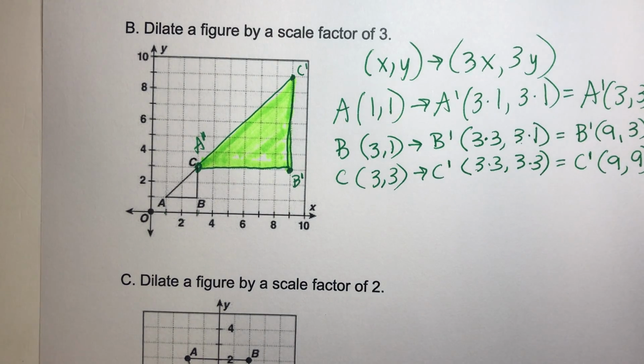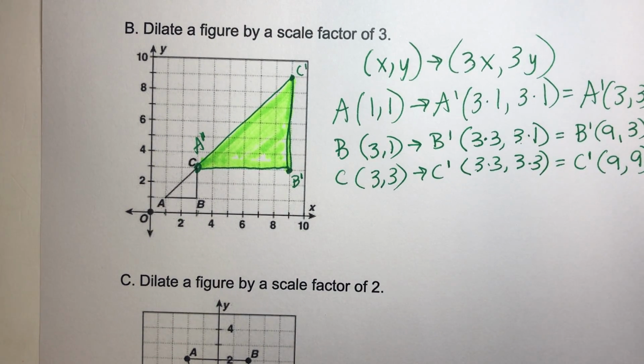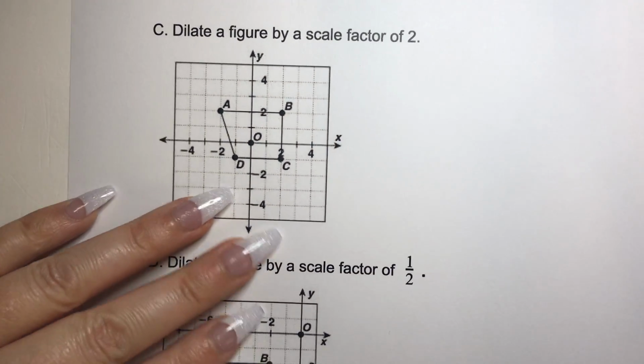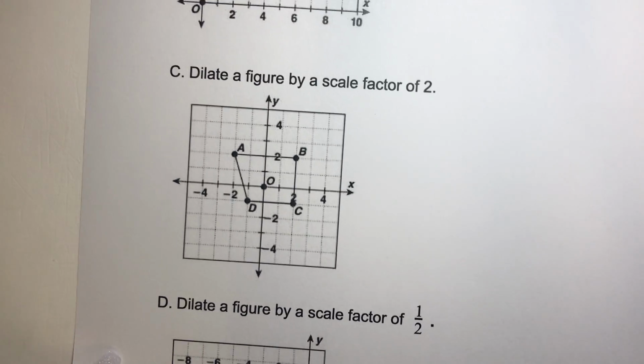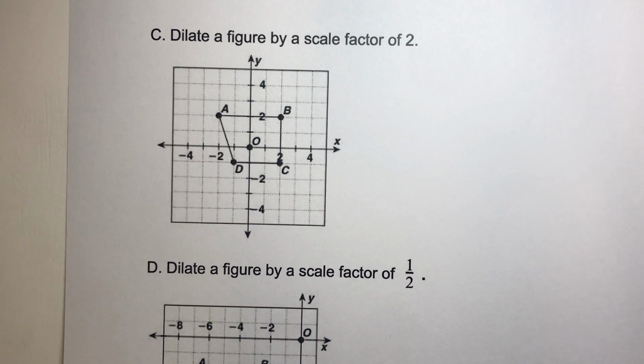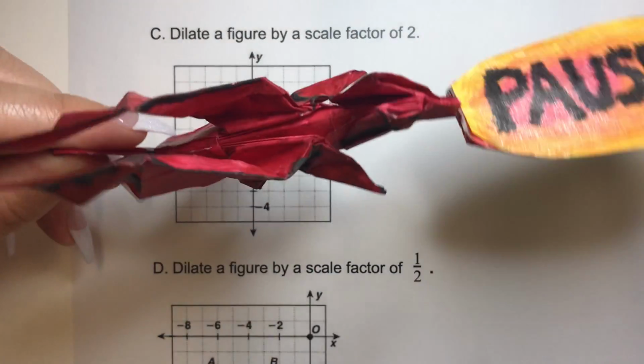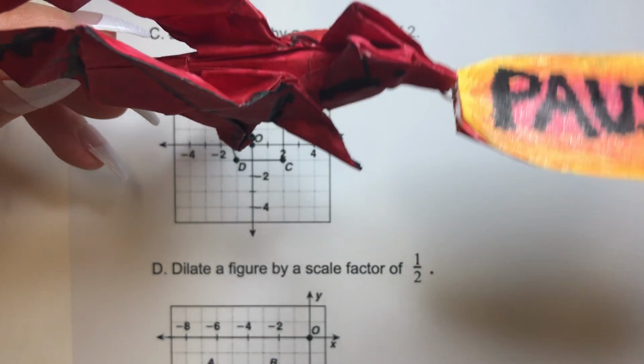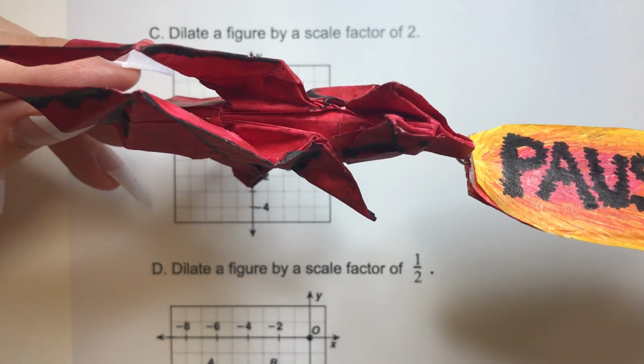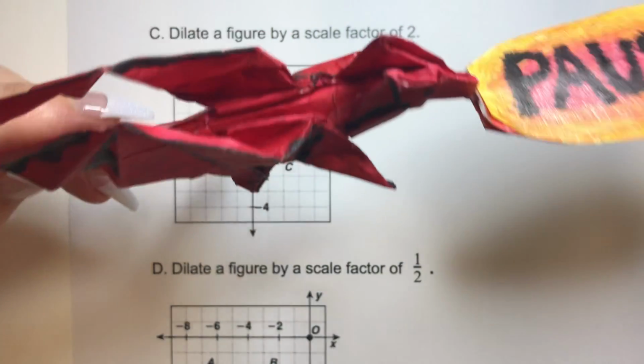Okay. Now, ladies and gentlemen, I feel like it is your turn to try C and D. So here is my friend, the pause dragon. Remind you to pause your device. Go ahead and work out C and D. When you get done, press play and we'll go over your problem together. All right, see you in a bit.